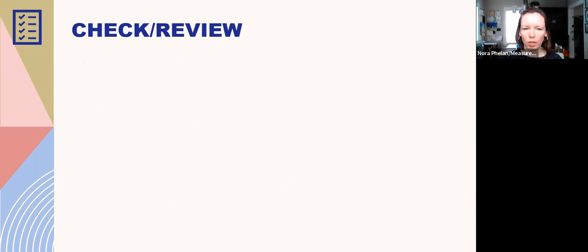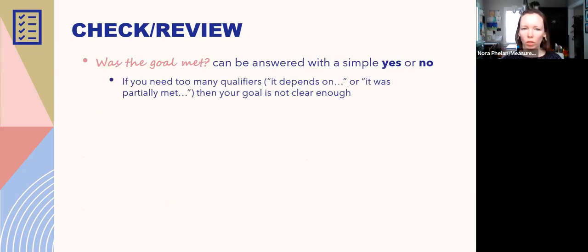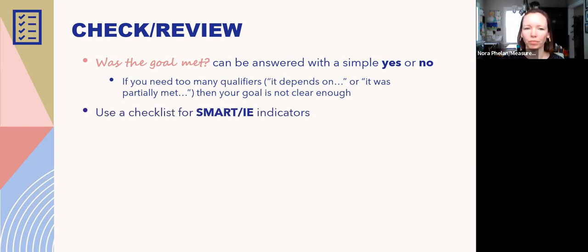Then just a few tips on checking or reviewing once you think you have some good goals developed. Just ask the simple question of, was the goal met? You should be able to say yes or no without a long description. If you need too many qualifiers, like well, it depends, it was partial, then it's really not clear enough. There certainly is always room for elaboration on the yes or no. I'm not saying that it should be that simple, but you should be able to say yes or no. That helps to turn it around and show you that it is a clear and direct goal.